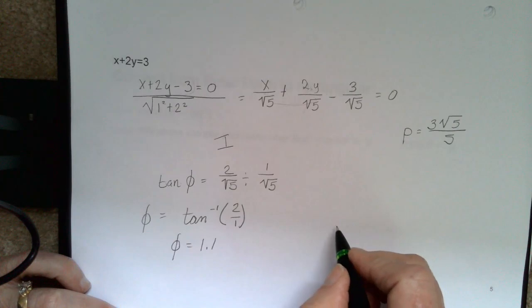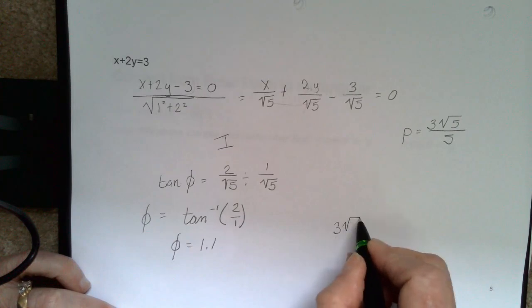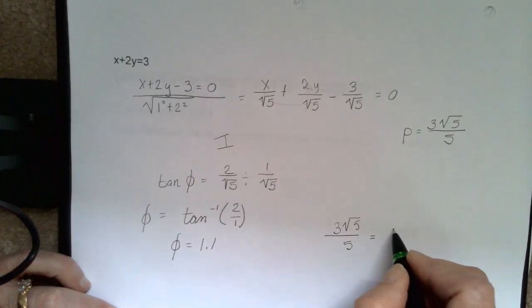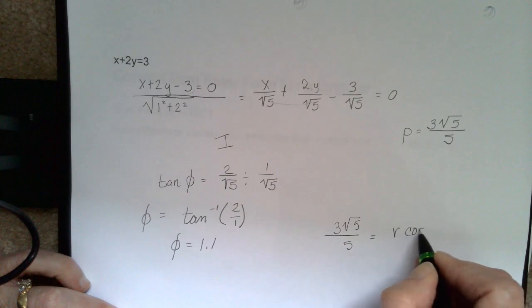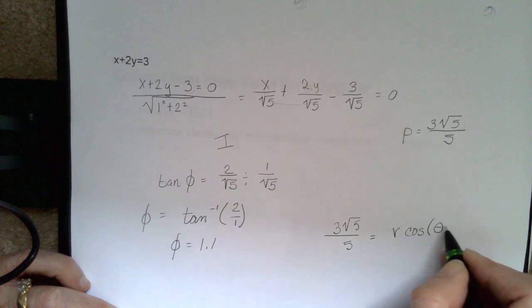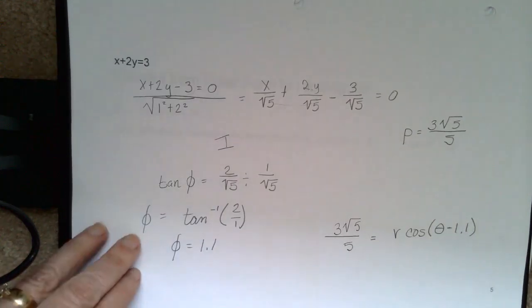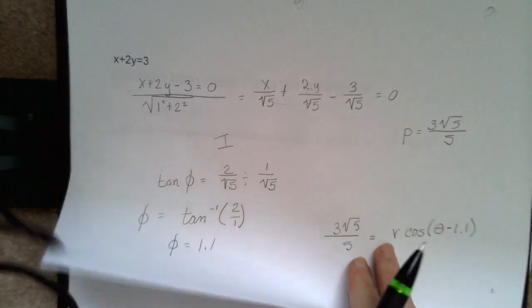So now I just have to write it. 3 on the square root of 5 over 5 is equal to r times cosine of theta minus 1.1. So it's the same technique all the way through.